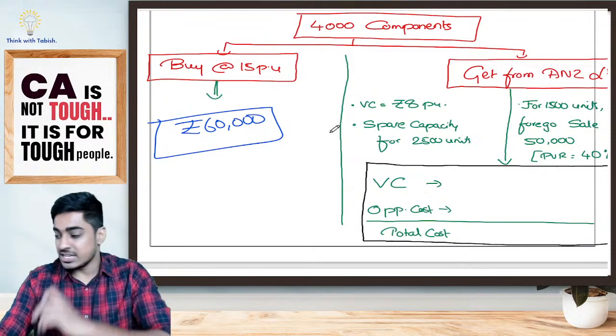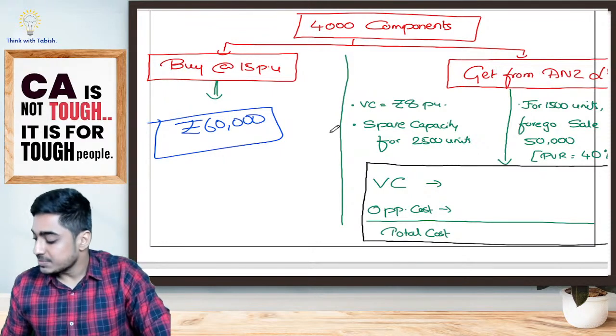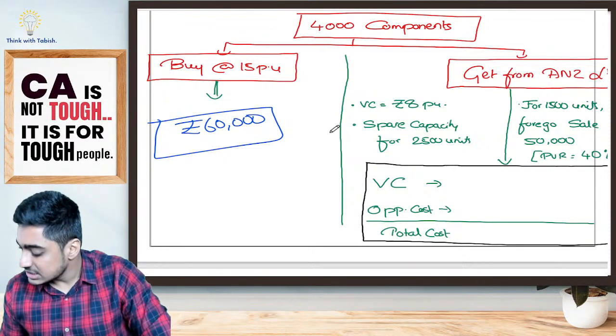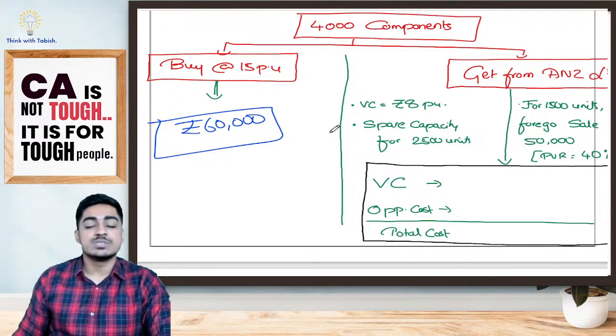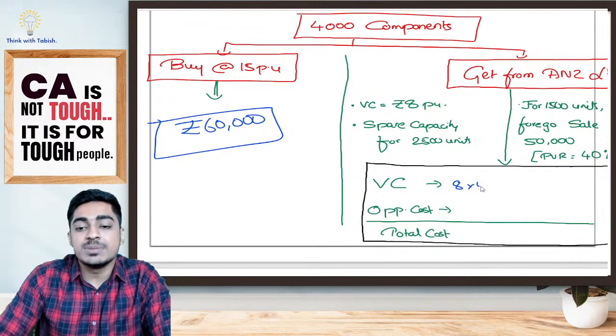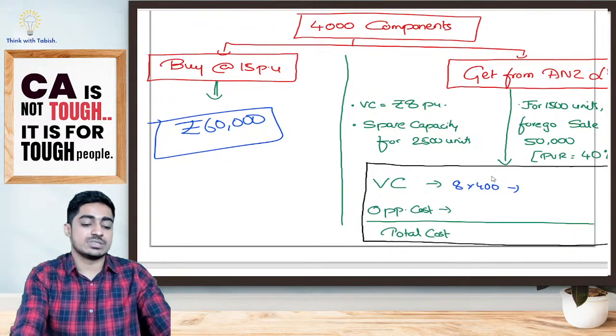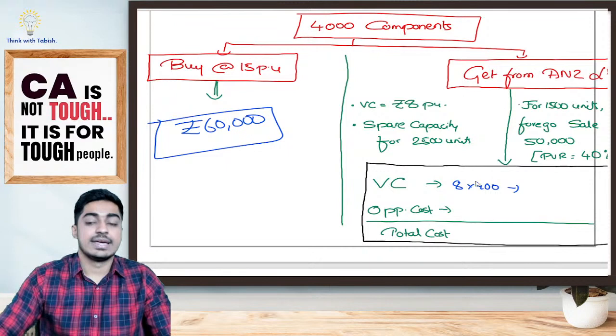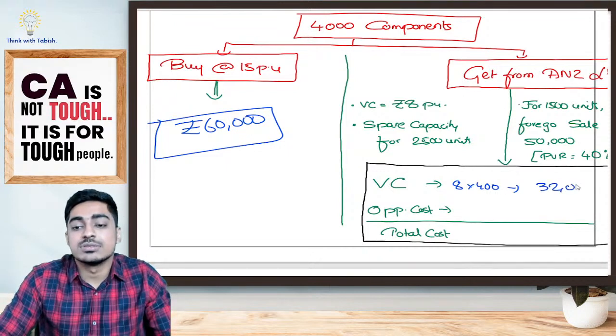The question is telling the variable cost is 8 rupees per unit. Yes or no? The variable cost is 8 rupees per unit. So for 4,000 units, how much will be the variable cost? 8 per unit into 4,000 units, 32,000 is the variable cost.